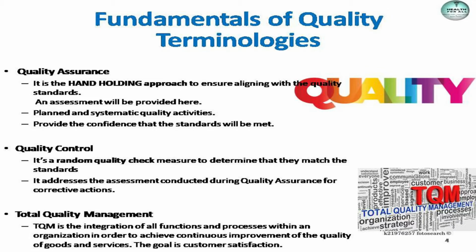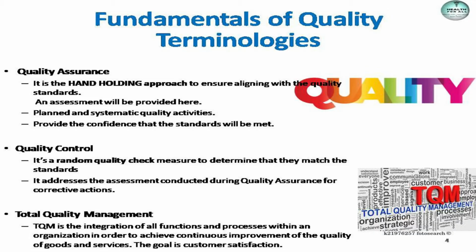Number one, quality assurance. Number two, quality control. And number three is total quality management. And we have to understand the difference between quality assurance and quality control. First, quality assurance is a hand-holding approach to ensure the quality standards. That means you have some predefined standards and it's a journey to achieve those standards. That is called quality assurance. It's a planned and systematic quality activity, providing a good environment to enhance the quality of the hospital.